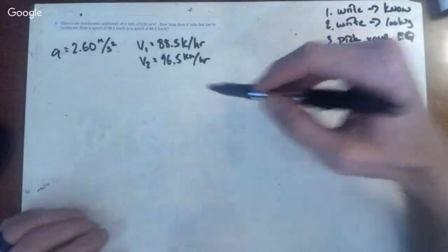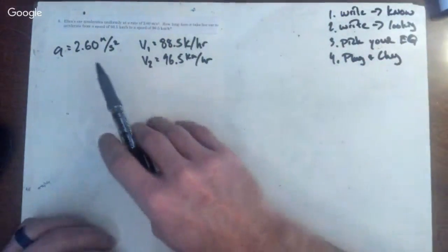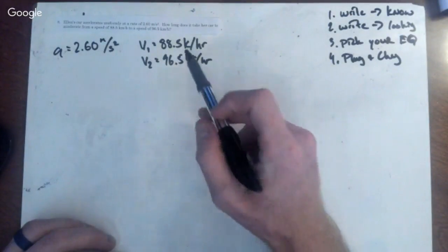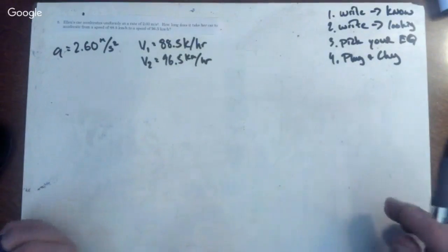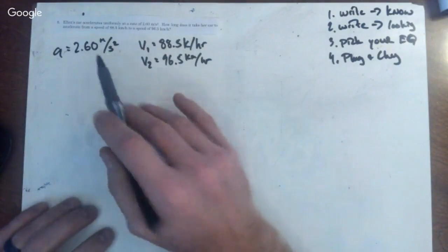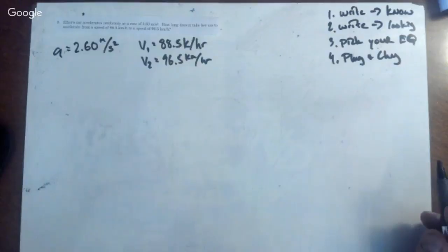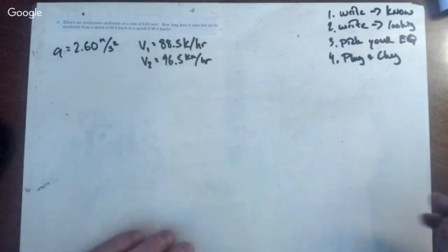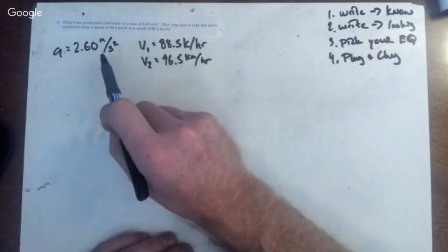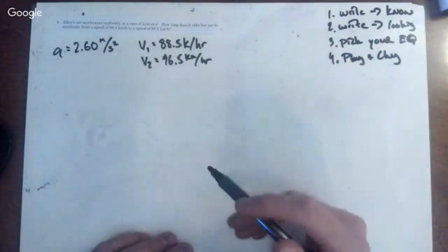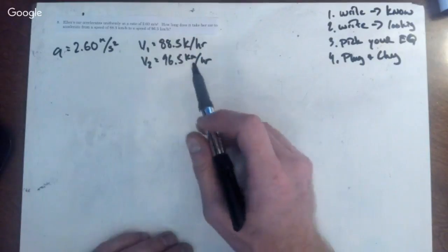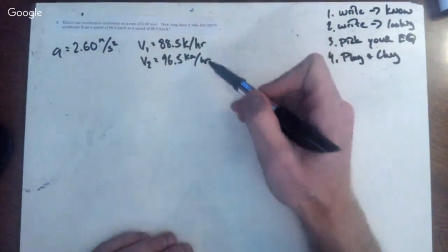Now, what you should notice right away is that our acceleration is in units of meters per second squared, and our velocities are in units of kilometers per hour. So what we're going to have to do is a little bit of dimensional analysis, or just converting these meters per second squared into kilometers per hour squared. We just need our units to match up. Now we could convert these kilometers per hour into meters per second, or we could convert these meters per second squared into kilometers per hour squared. I'm going to go ahead and convert my acceleration into k per hour squared, because then I only have to do this once, whereas I'd have to do this twice.